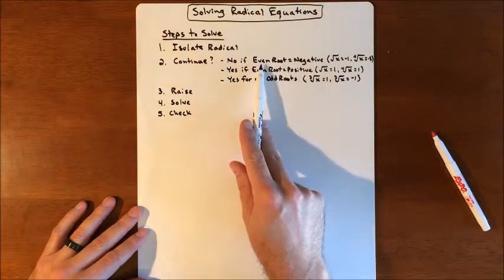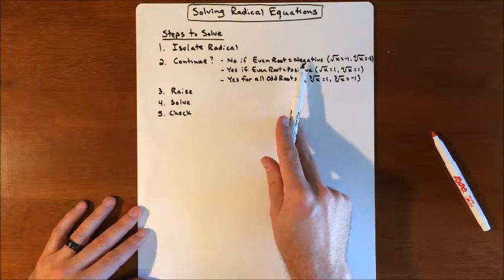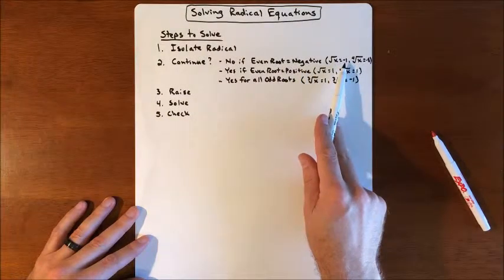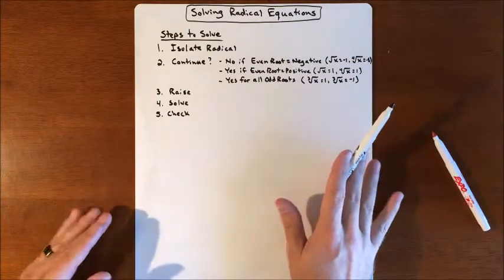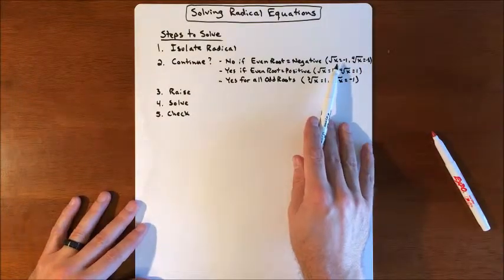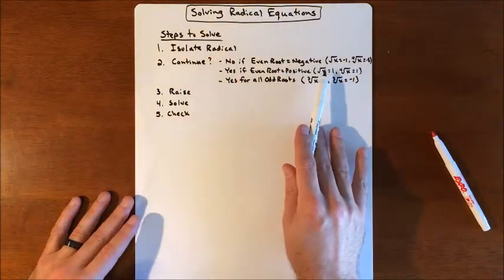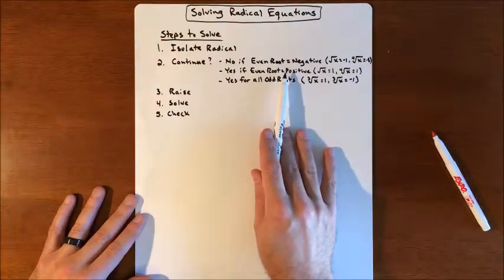Because if you have a square root or a fourth root or a sixth root, whatever the even root is, if it equals a negative, you shouldn't continue. Because square roots can't equal negatives, fourth roots can't equal negatives, and we're not talking about imaginaries or non-reals in this situation. So we would just stop at that point and say no solution. If it's an even root equaling a positive, like square root equals 1, fourth root equals 1, or whatever the positive number is, go ahead and continue.